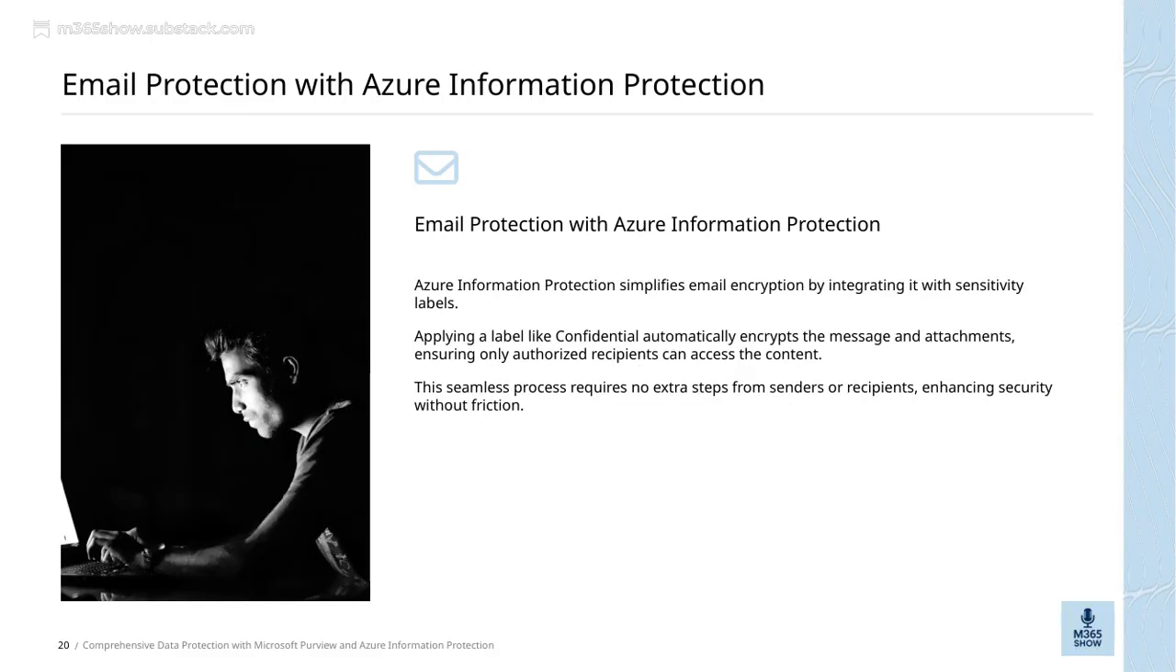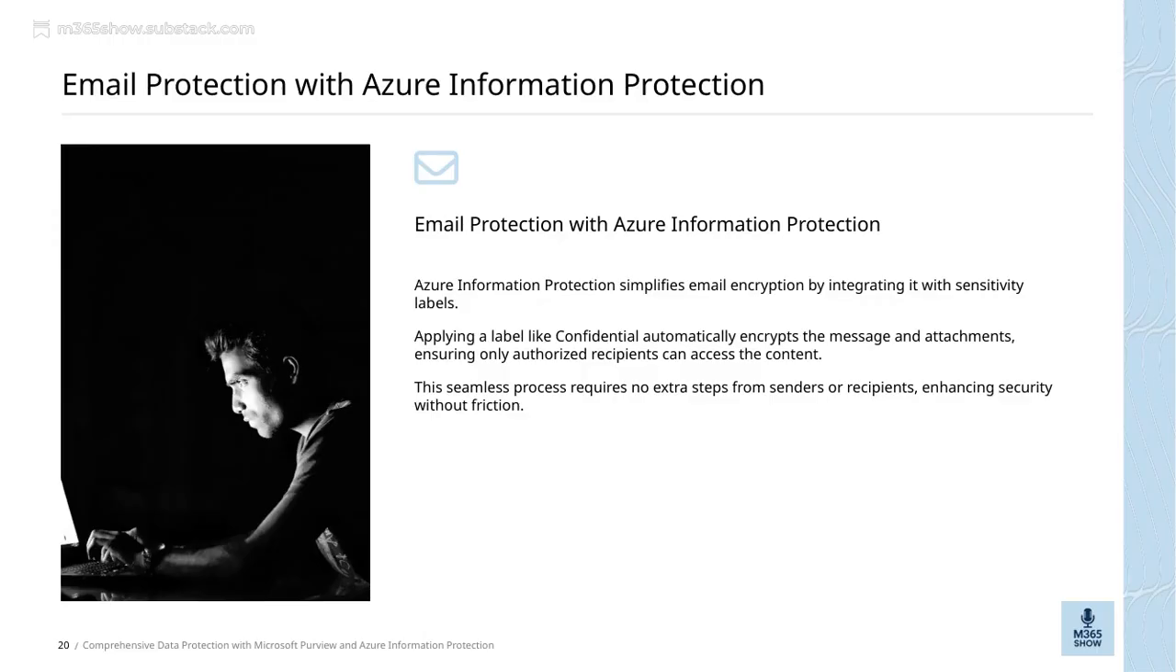Let's take a closer look at how Azure Information Protection enhances email security. It makes encrypting emails much simpler by integrating directly with sensitivity labels. So, for example, if you apply a label like confidential, it automatically encrypts the message and any attachments. This way, only the intended recipients with the right permissions can access the content.